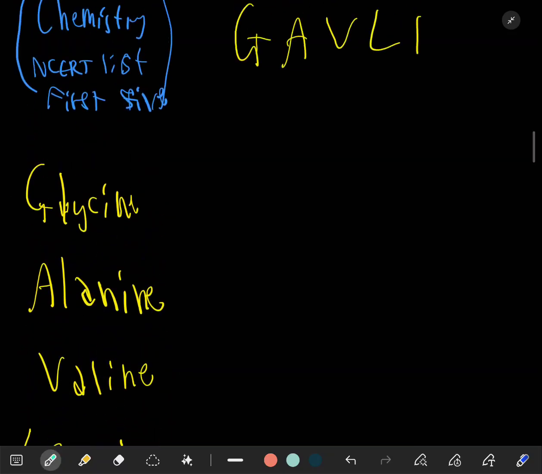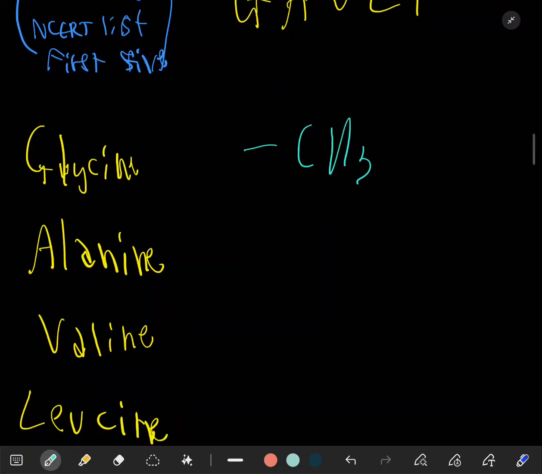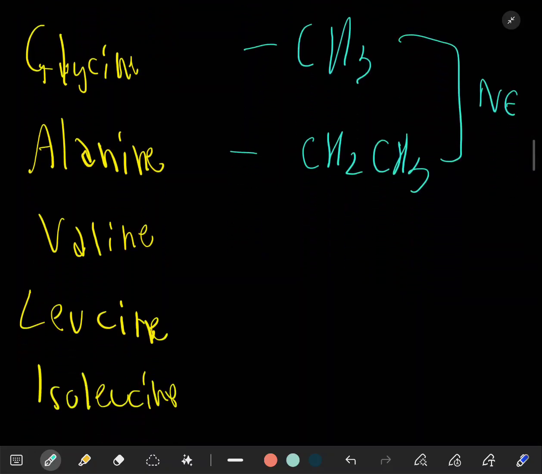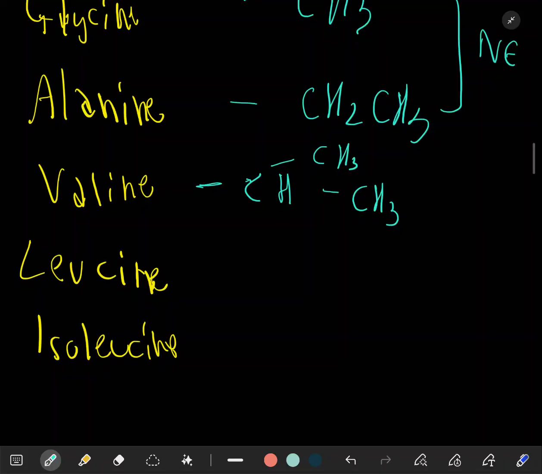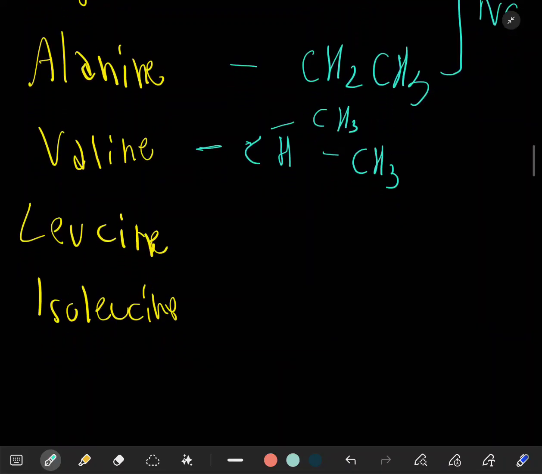So the glycine is normal, just H, and alanine is CH3, as we studied. So these are non-essential. Then we have valine. Valine is CH, CH3, but we have another CH3 attached over here. So this is valine. Then we get leucine and isoleucine.